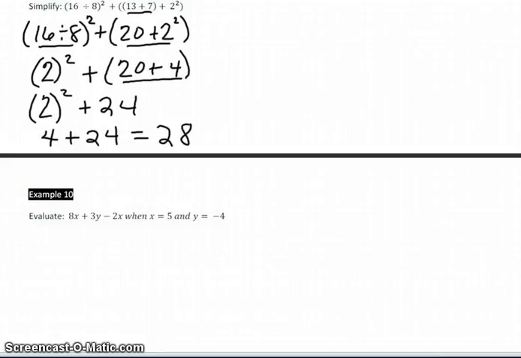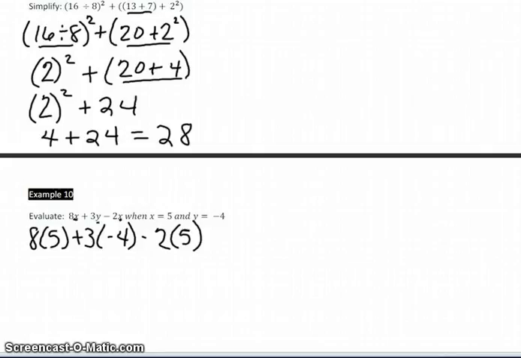In example 10, we're asked to evaluate the expression 8x plus 3y minus 2x when x is 5 and y is negative 4. That says that every place there's an x, we're going to substitute in 5, and everywhere I have a y, I'm going to substitute in negative 4. So I write that as 8 times 5 plus 3, and my y's are negative 4, minus 2 times 5. So I'm just substituting the value in for the variable.